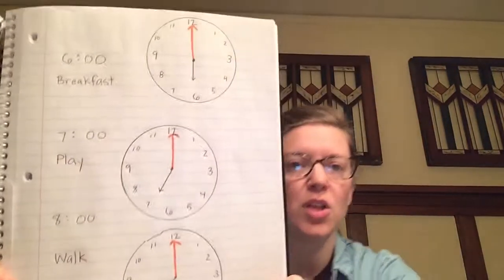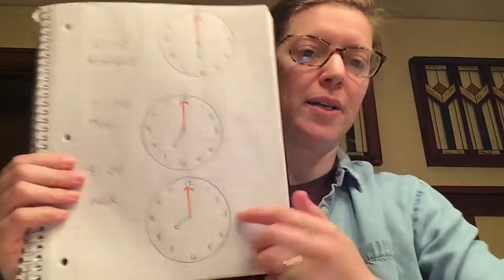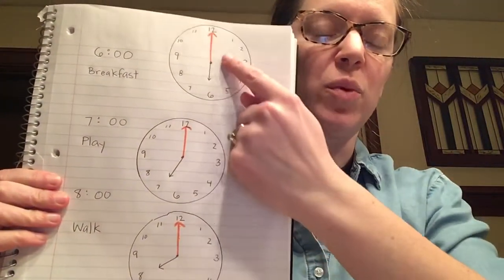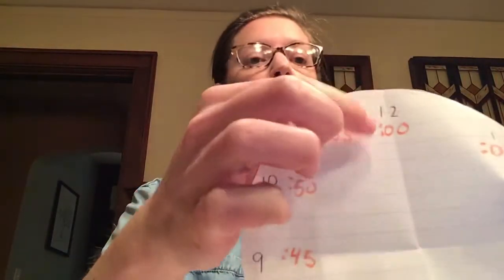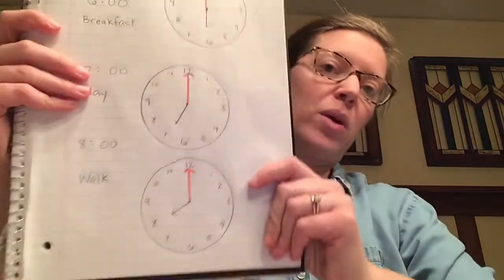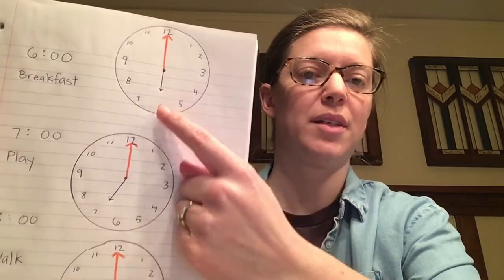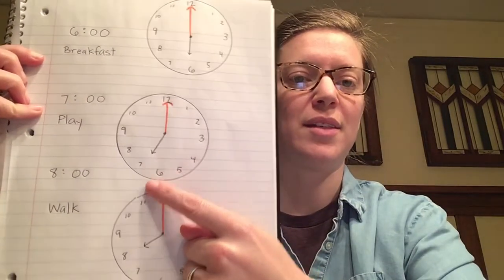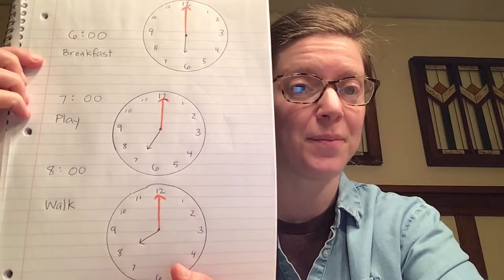Okay. So what you guys are going to notice is that for 6 o'clock, 7 o'clock, and 8 o'clock, the long minute hand is always pointing to the 12, pointing to the o'clock of the clock. The hour hand is short, short, short. The hour hand points to the 6 at 6 o'clock, to the 7 at 7 o'clock, to the 8 at 8 o'clock. Make sense? Okay.